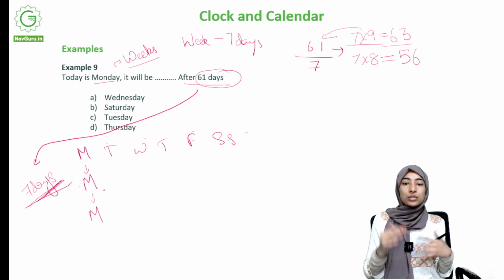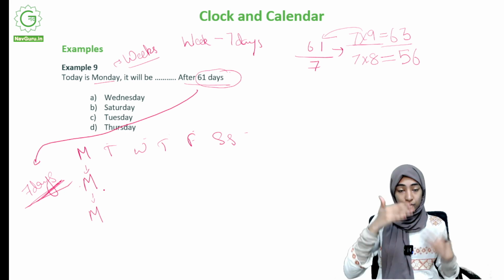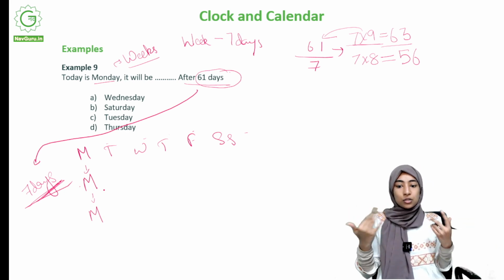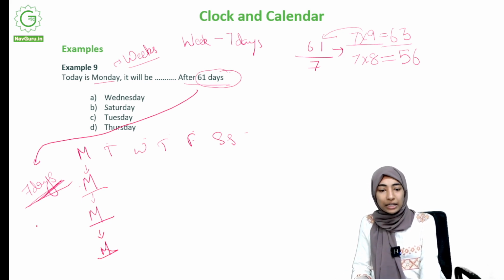Because what is 7 into 2? 7 into 2 is just 7 plus 7, right? So after 7 days it's a Monday. If you add another 7 days, it will again be a Monday, right? So that's what 7 days means. So this is a Monday. If you add another, again it will be a Monday. If you add another 7 days, it will again be a Monday, right? So it's simple that way.